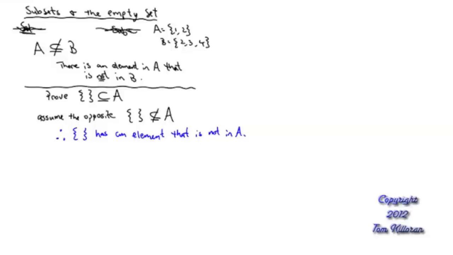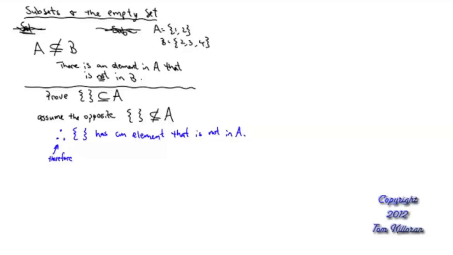You could write the word therefore. Yes. Mathematicians and their symbolism. You might as well get used to it because you're going to have to do it eventually. This means therefore. Therefore, by my assumption, the empty set has an element that is not in A. By this little definition, there's an element in A that is not in B.